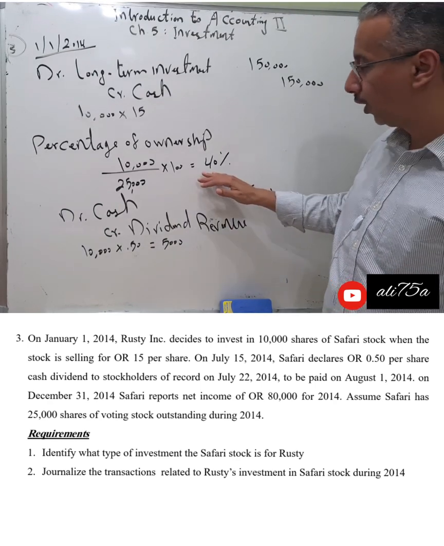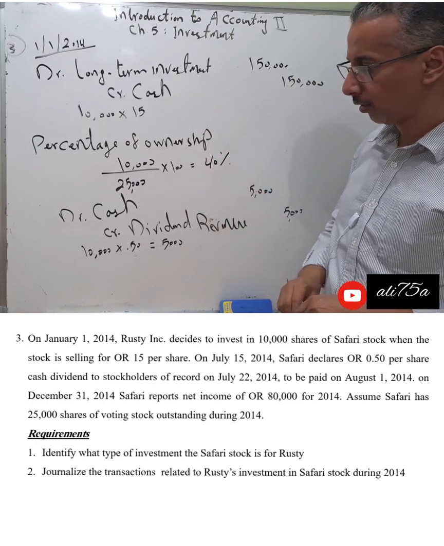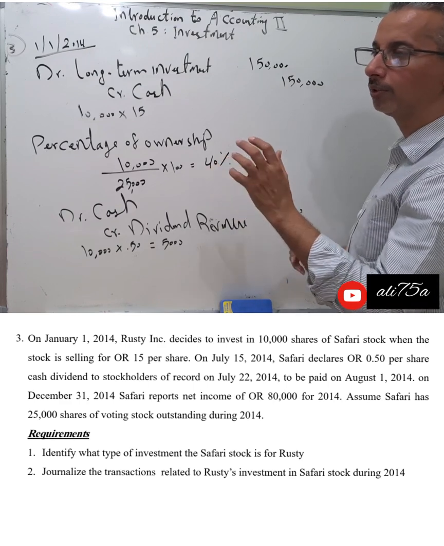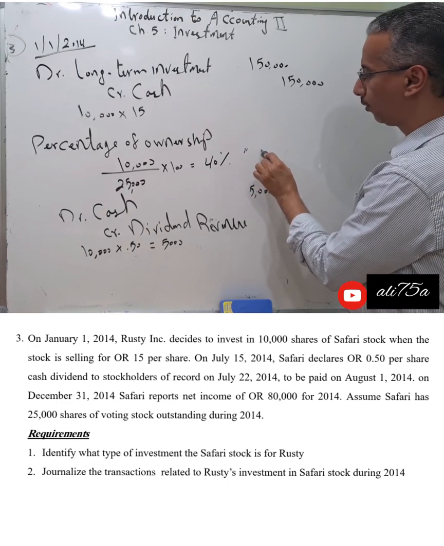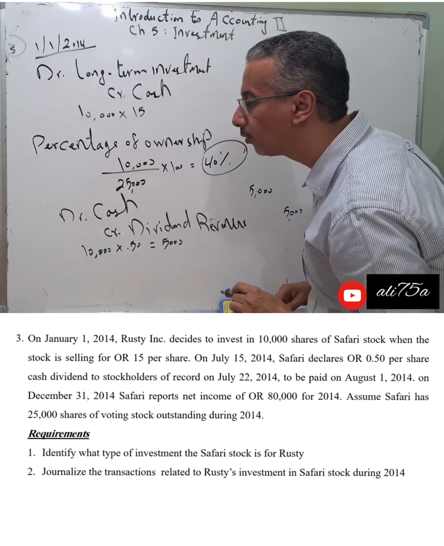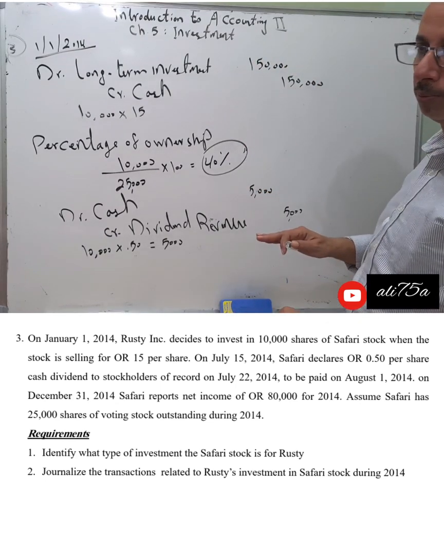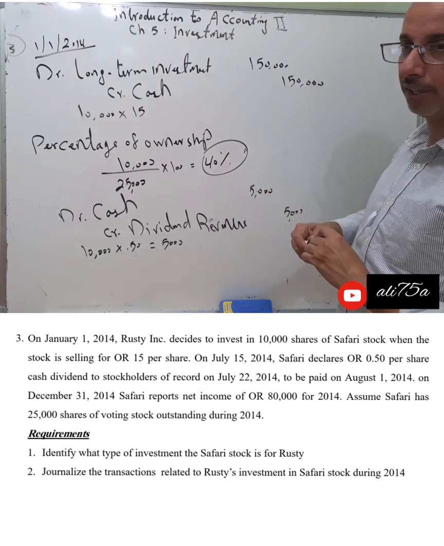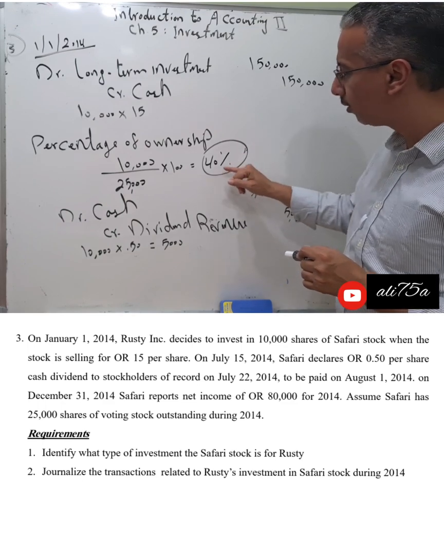The percentage here shows the type of investment. The first question: identify what type of investment. If you look at the previous schedule, you will find it as a significant influence investment. Why significant? Because we have 40%.